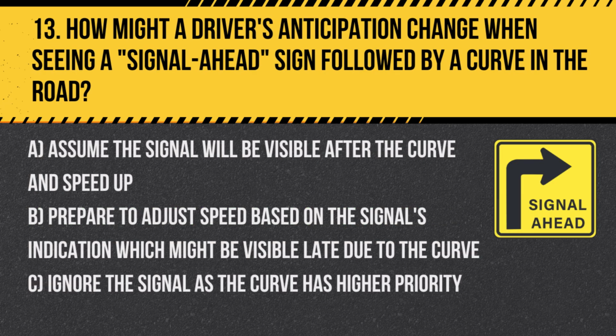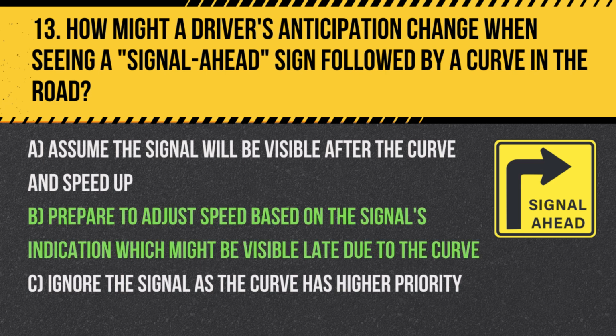Question 13. How might a driver's anticipation change when seeing a signal ahead sign followed by a curve in the road? A. Assume the signal will be visible after the curve and speed up. B. Prepare to adjust speed based on the signal's indication, which might be visible late due to the curve. C. Ignore the signal as the curve has higher priority.